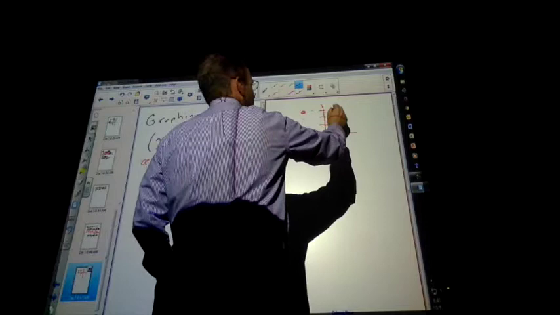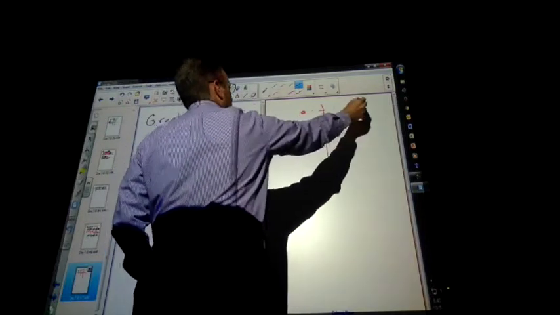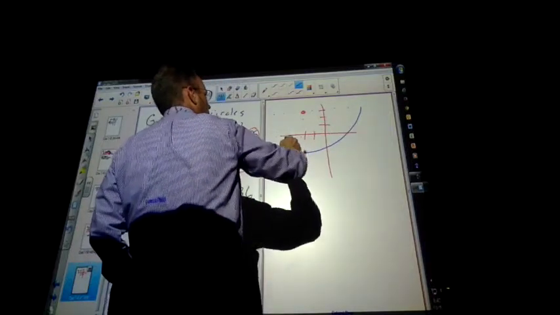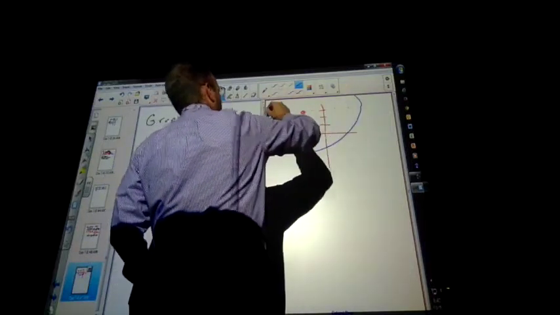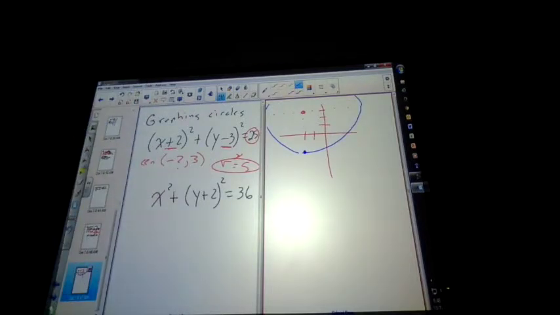1, 2, 3, 4, 5. 1, 2, 3, 4, 5. So our circle is going to, it kind of went out of the screen a little bit, but there's our circle. And I'll show you a little bit better how to graph that in a second.